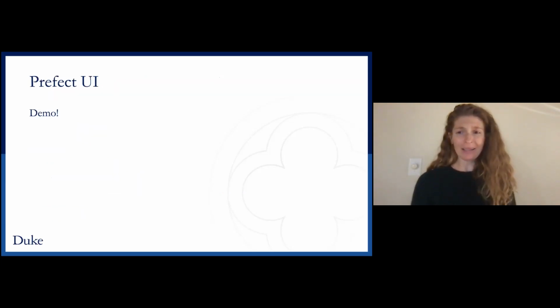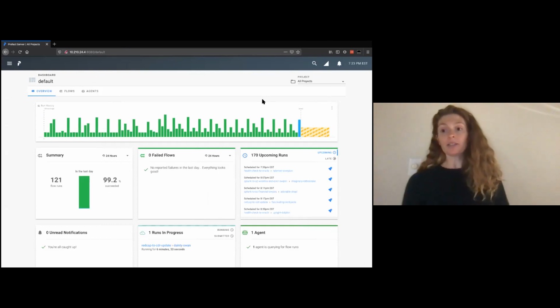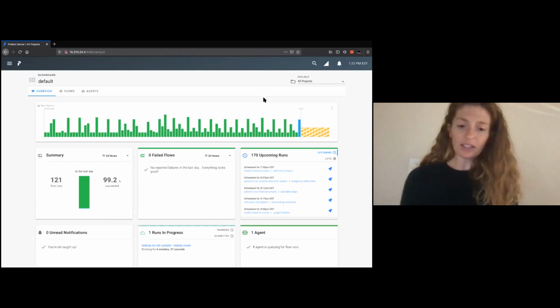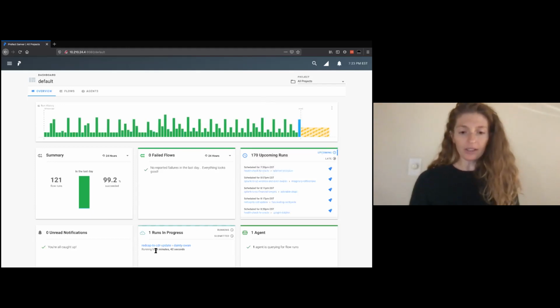Now let's look at the shiny part, the user interface. Voila. So this is our production front page. There's lots and lots of good information here. The front page gives you an overview of everything that's going on in Prefect. So one thing that's interesting that you can see right now is that there is a job that is currently running. You can look down here to see how long it's been running, which job this is.